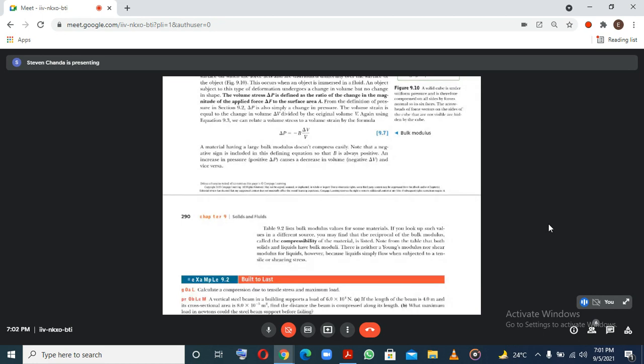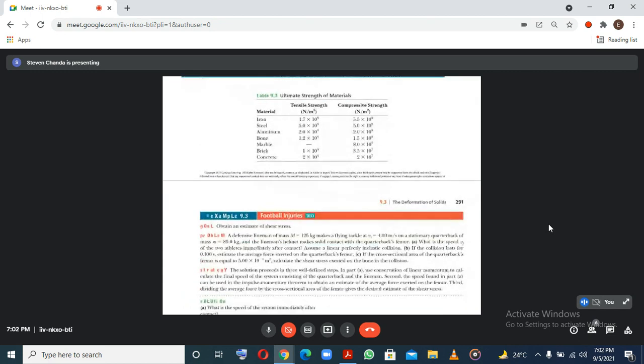Then the other thing you want to ask yourself is what kind of stress this material is undergoing. You see here it's compression. Why is this important? Because, like I showed last time, there are these values which you call the ultimate strength of materials, and they differ depending on whether it's tensile strength or compressive strength, right?